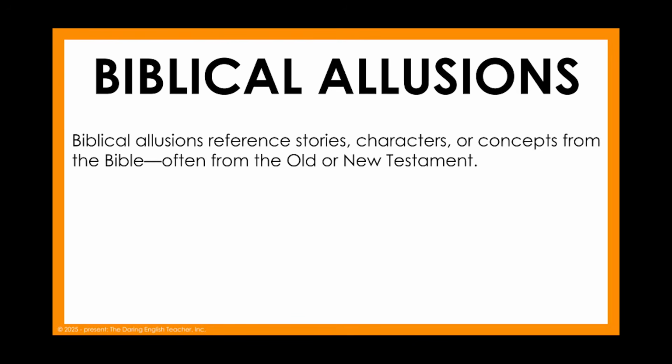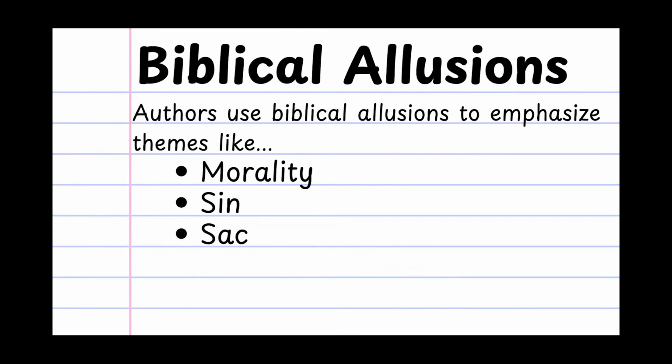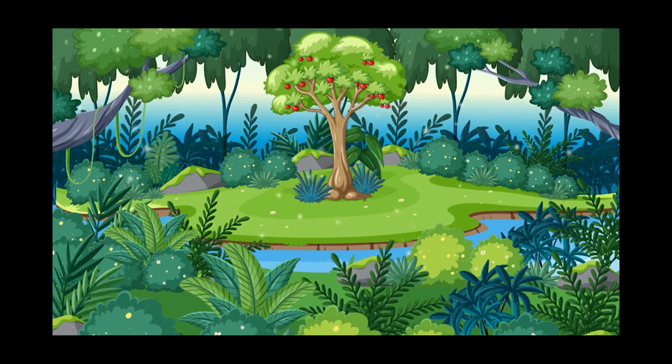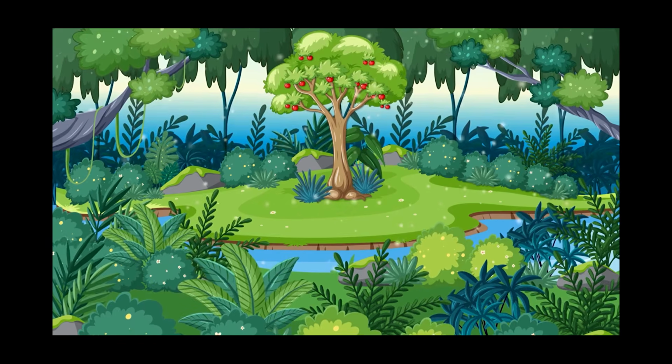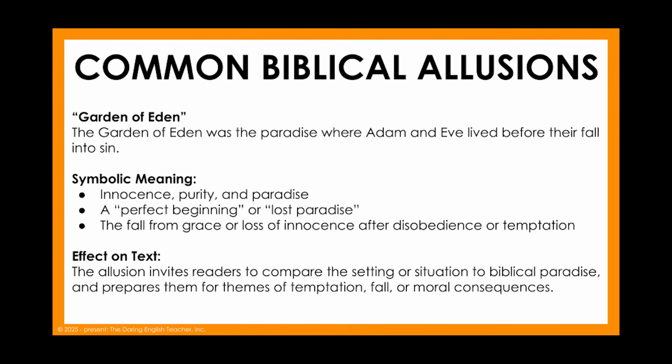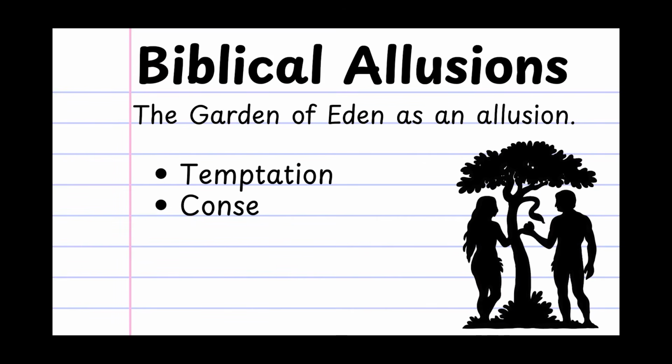Biblical allusions reference stories, characters, or ideas from the Bible. Authors often use them to emphasize themes like morality, sin, sacrifice, betrayal, or redemption. The Garden of Eden represents innocence, purity, and paradise. So when an author alludes to it, they're often hinting at a perfect beginning, a loss of innocence, or a fall from grace. This prepares the reader for themes of temptation or consequences.